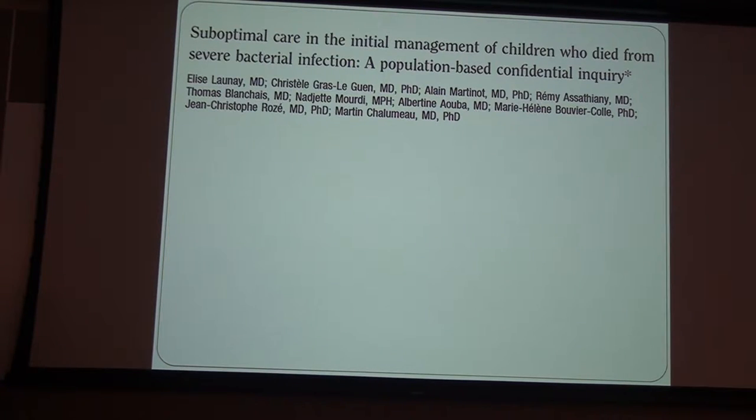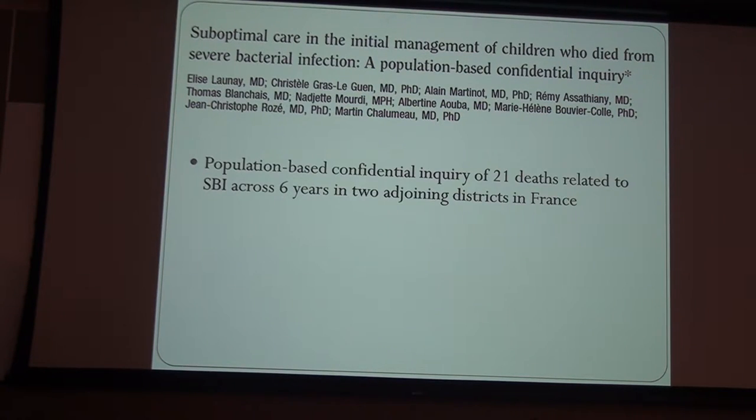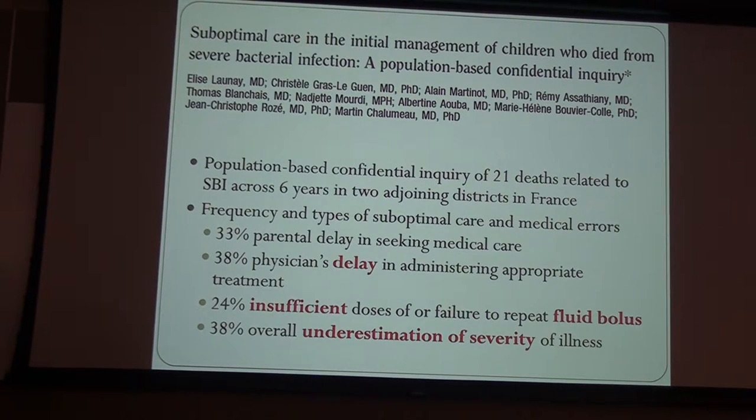All right. So we've talked about guidelines and definitions, and how do we recognize shock early? And how do we manage shock quickly and reverse shock quickly? But what are the barriers and how can we overcome them? So this is a study of deaths when management of shock went wrong over 6 years in a couple counties, districts in France. And they looked at what were the problems with care and what types of errors happened in these children. And it was with confidential surveys.